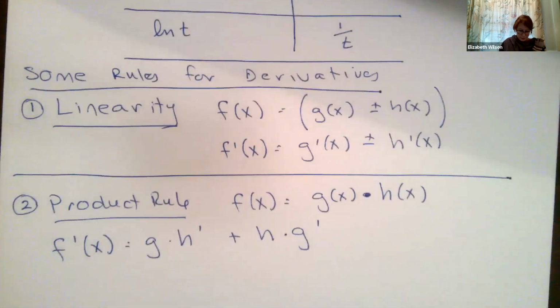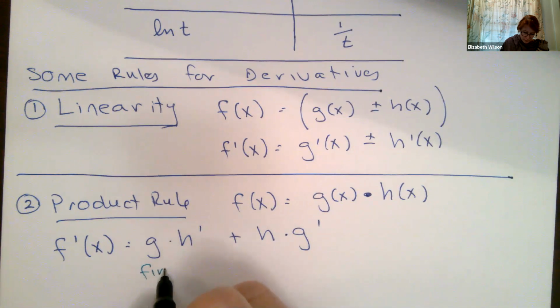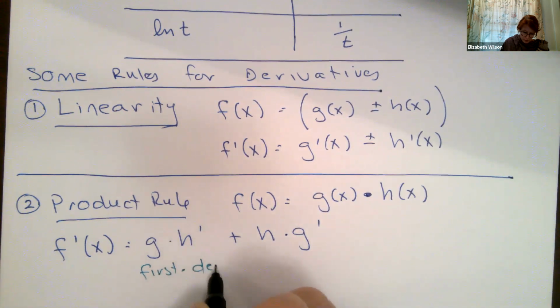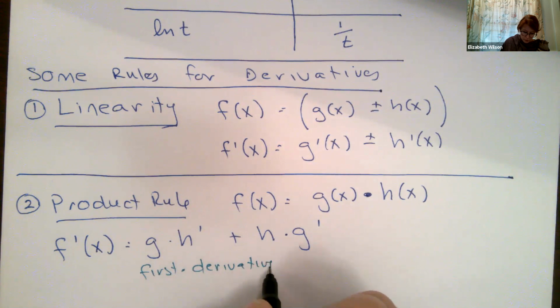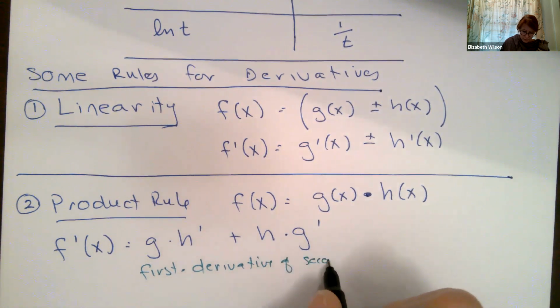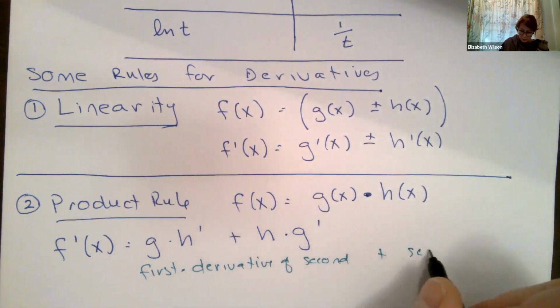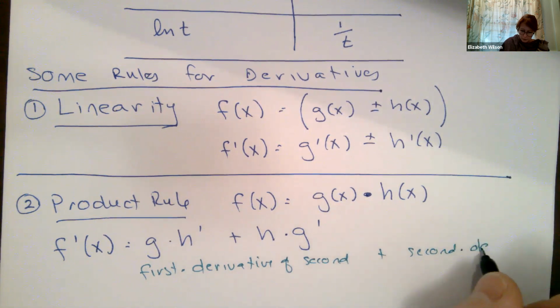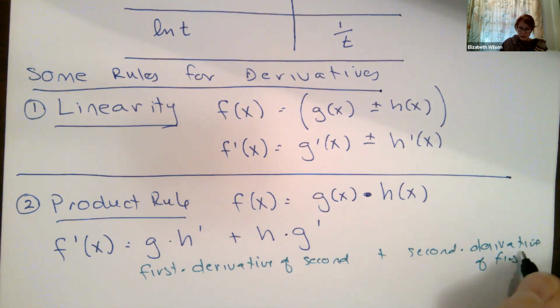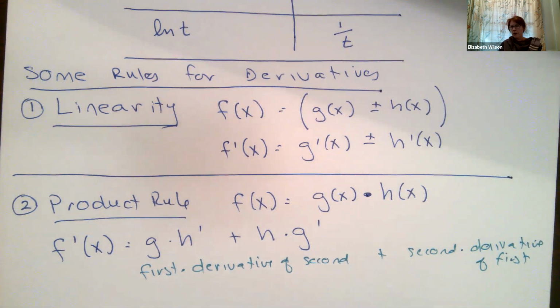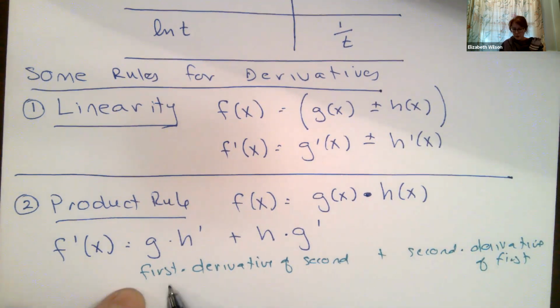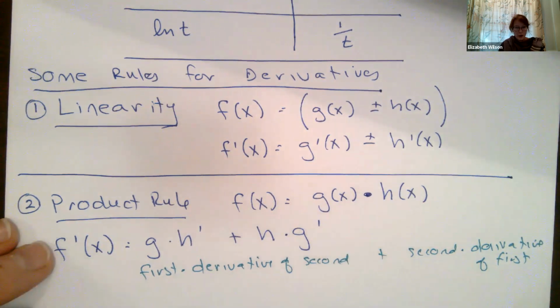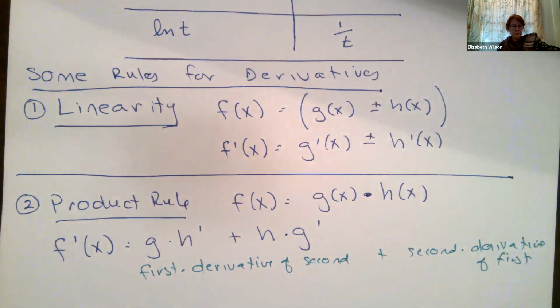I'll write it in green. First times derivative of second plus second times derivative of first. And it doesn't matter what order you go in, okay, because we're adding, right? So I could do the second times the derivative of the first plus the first times the derivative of the second. It doesn't matter because we're adding. So that's our product rule. Okay.